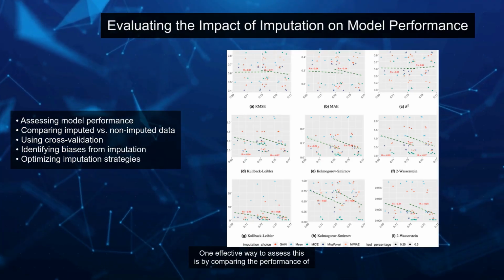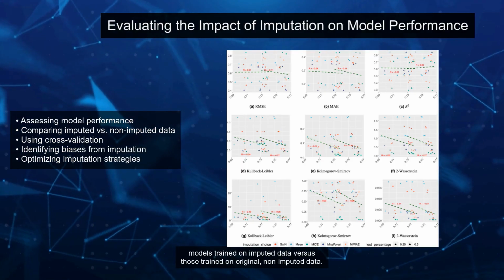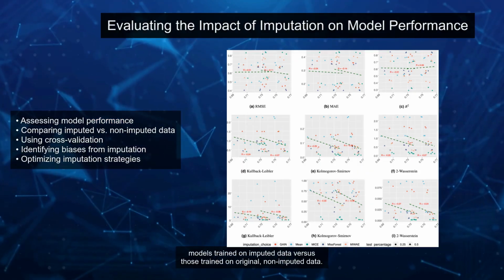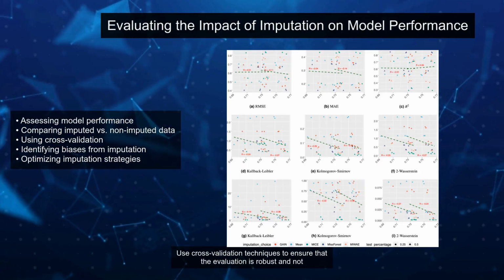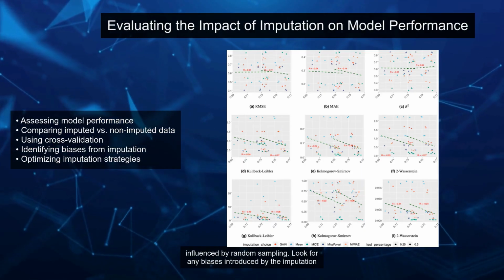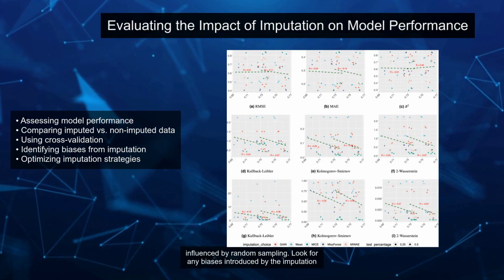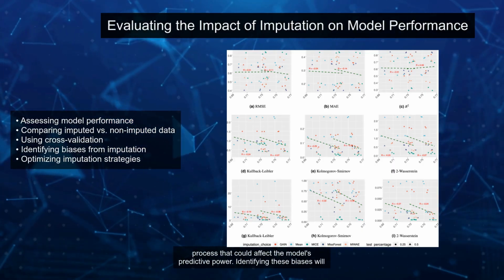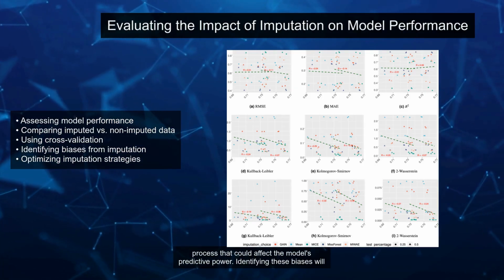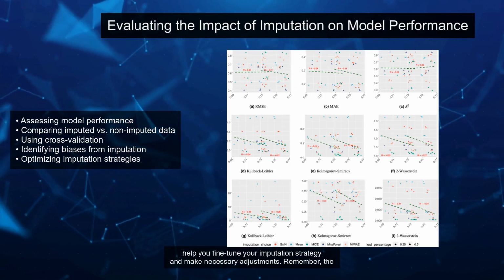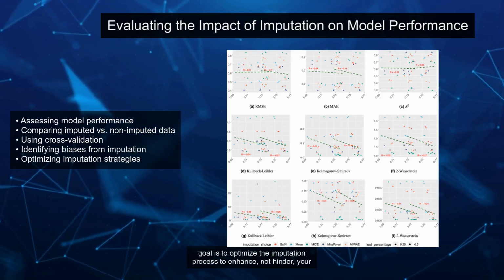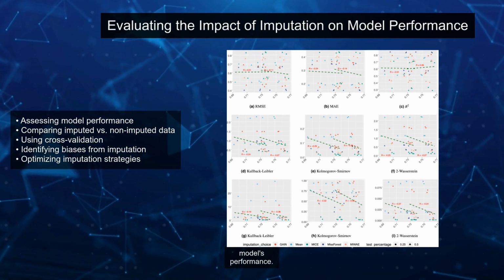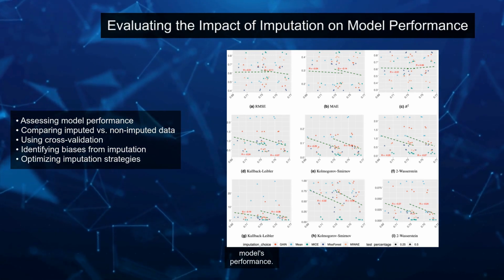One effective way to assess this is by comparing the performance of models trained on imputed data versus those trained on original, non-imputed data. Use cross-validation techniques to ensure that the evaluation is robust and not influenced by random sampling. Look for any biases introduced by the imputation process that could affect the model's predictive power. Identifying these biases will help you fine-tune your imputation strategy and make necessary adjustments. Remember, the goal is to optimize the imputation process to enhance, not hinder, your model's performance.